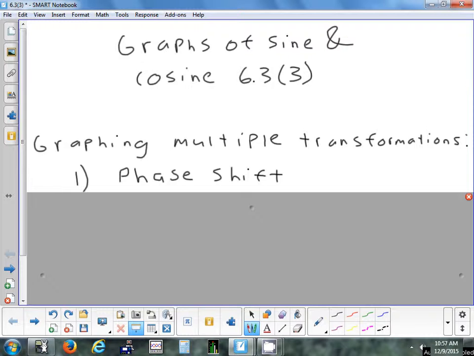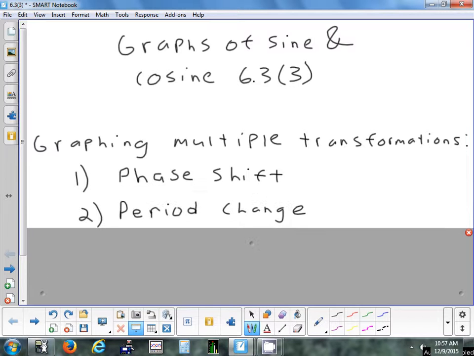What's the second thing we always do? Not the vertical stretch yet, that's going to come a little bit later. The horizontal stretch, which in a trig function, we call a period change. So I can put those in. This is the horizontal shift. This is the horizontal stretch.